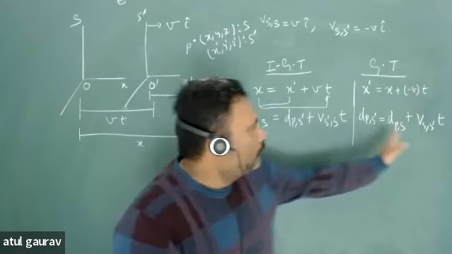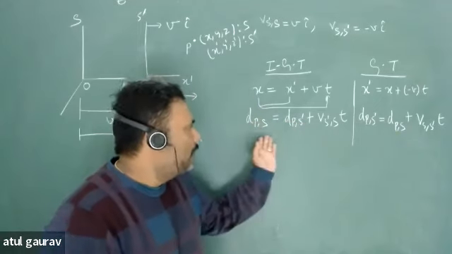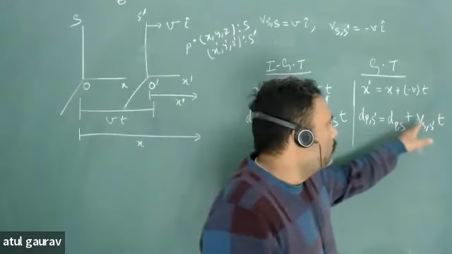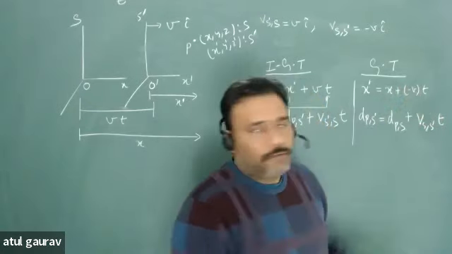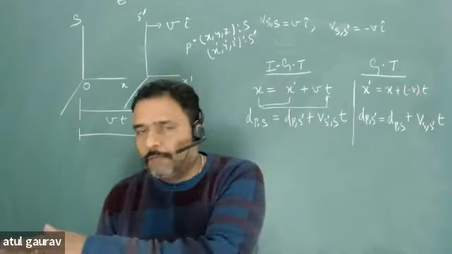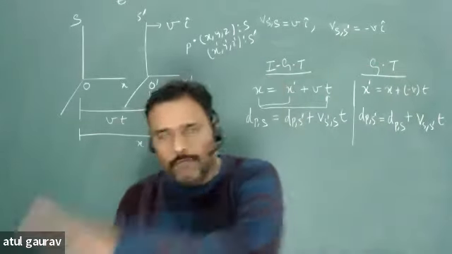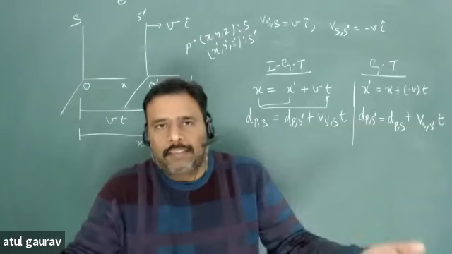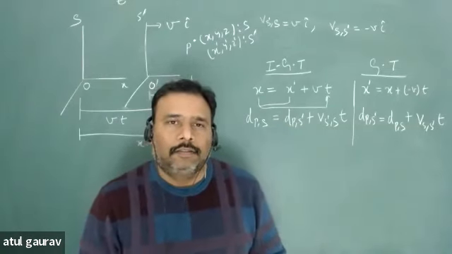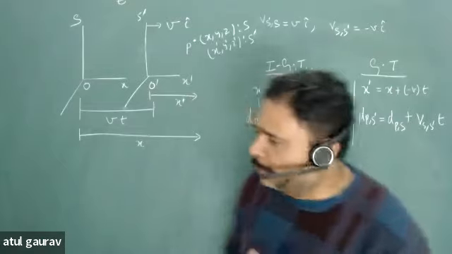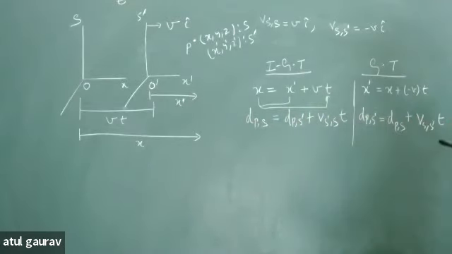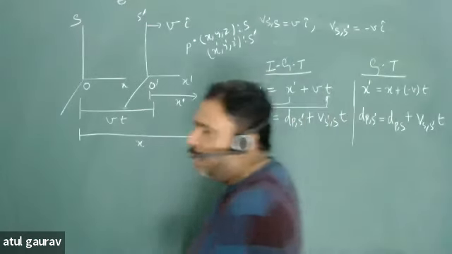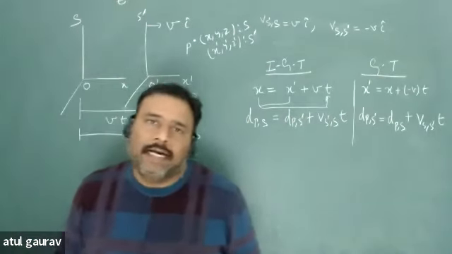Everything else is almost the same. If you jump from S to S dash, what is going to happen? Only this one is going to change, so the sign is going to change. So you can jump from one frame to another frame, or from the other frame back to the first frame, just by changing the sign of V, and this is going to work. And look at this beautiful transformation. This beautiful transformation is all about linear transformation. They are linear in x as well as linear in time.